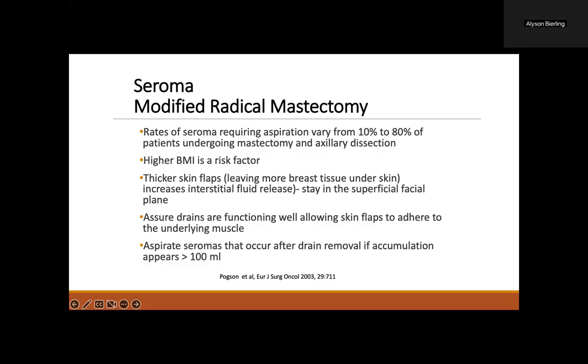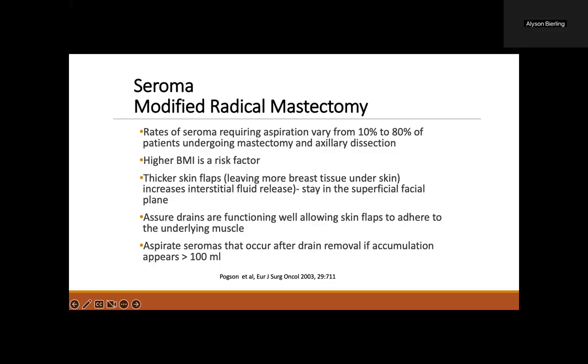In some of these studies, they had not used drains for very long. They took the drains out very quickly, and the rates of seroma were much higher. Higher BMI is a risk factor, so thinner women have lower seroma rates than heavier women. Thicker skin flaps, where you're actually leaving some breast tissue underneath these skin flaps, will increase the interstitial fluid that seeps into that space between the skin flaps and the muscle. And so that will increase the seroma rate.